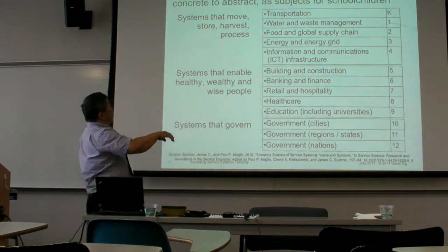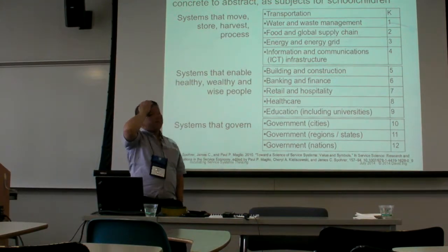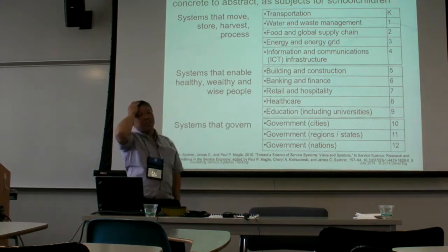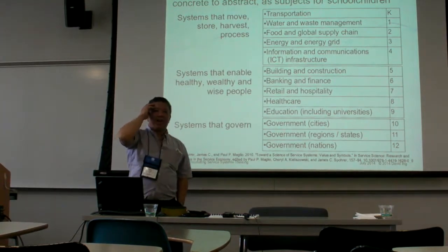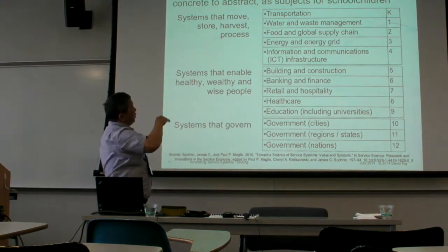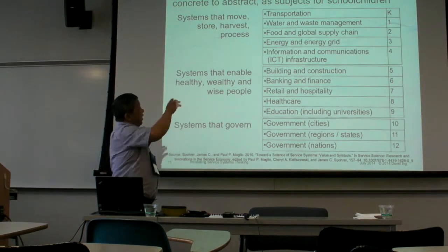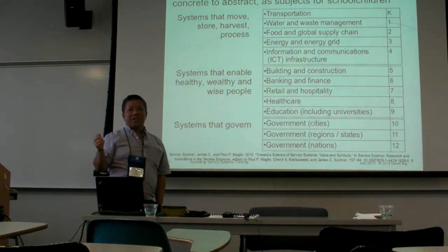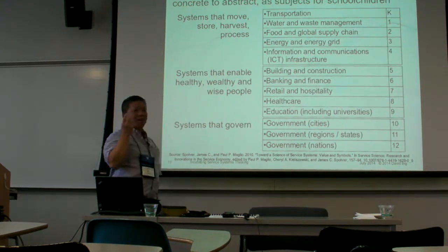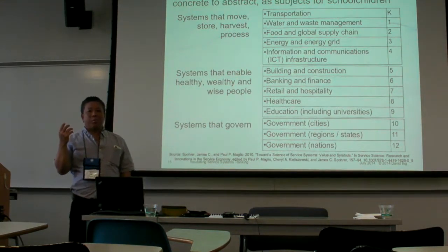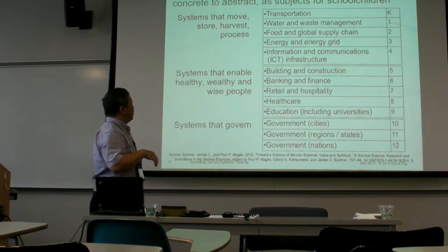And so he says, well, let's start off with systems that move, store, harvest, and process. So transportation: you take a kid on the bus and you explain to them the bus system. Water and waste management: you explain how water gets into the house. Food and global supply chain: food doesn't come out of a grocery store. Energy and the energy grid: you plug in your electricity, where does that come from? And information communication technology. So by grade four, your kids should probably be asking for their own mobile phones and asking how it works, and you give them a bigger picture.